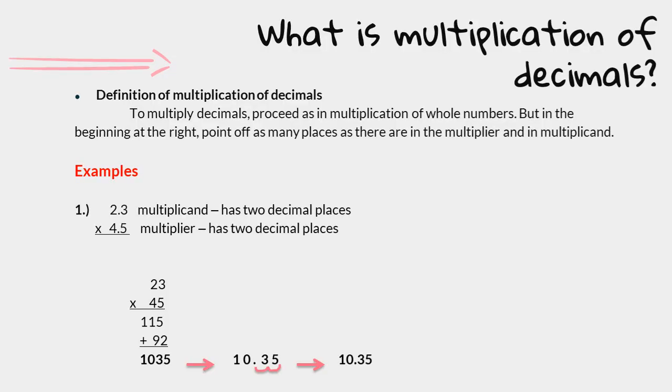So what is multiplication of decimals, class? We have a definition. Multiplication of decimals: to multiply decimals, proceed as in multiplication of whole numbers, but in the beginning, place the decimal point at the right as many places as there are in the multiplier and in the multiplicand.